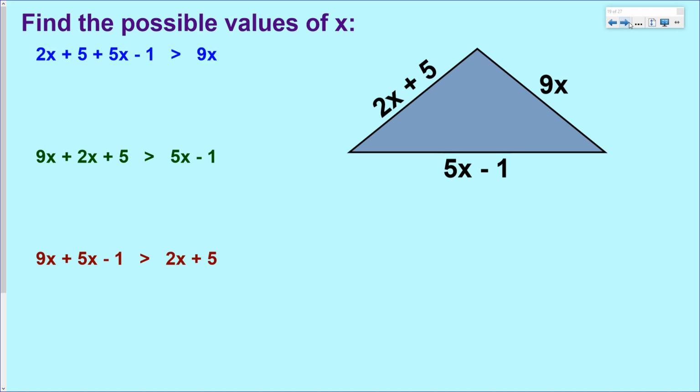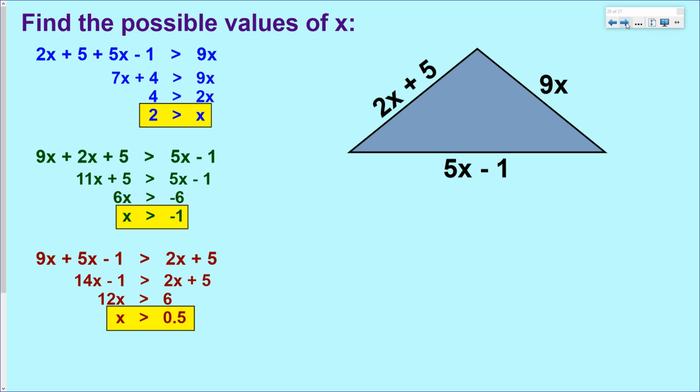First step is to write those three inequalities. So instead of just a simple variable this time, now we have a variable expression, but we still make those three combinations. The two sides added together are bigger than the third side, and we do that with all three combinations. Then we solve each one of those inequalities individually, and then we have to stitch together the information. So we have to figure out the values of x for which all three of these inequalities hold.